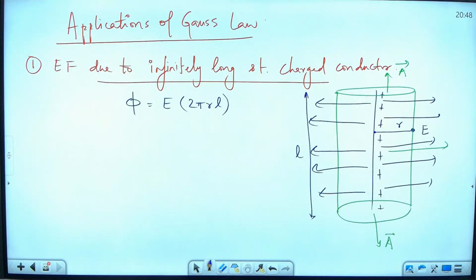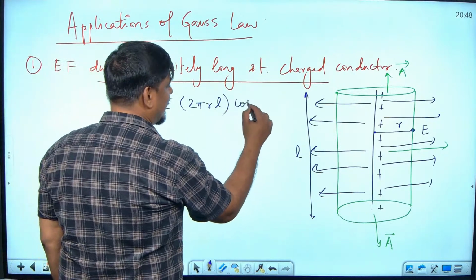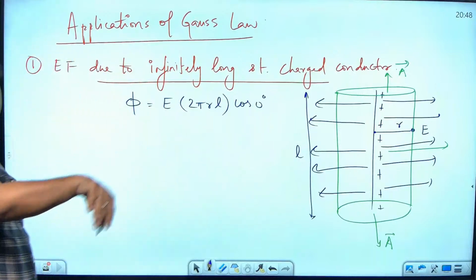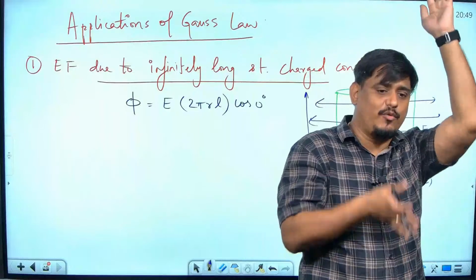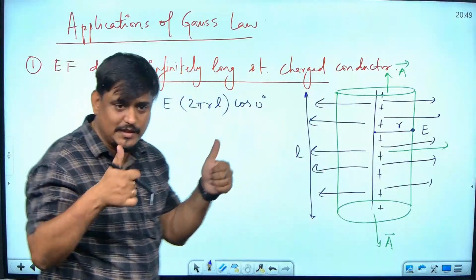I hope you are understanding this. And cos 0 obviously, because the angle between the electric field and the area is 0 degrees. The other two fluxes are also there, but they are 0. Phi 1, phi 2, phi 3. Phi 1 is 0, phi 2 is 0, phi 3 is this much. Agreeing?